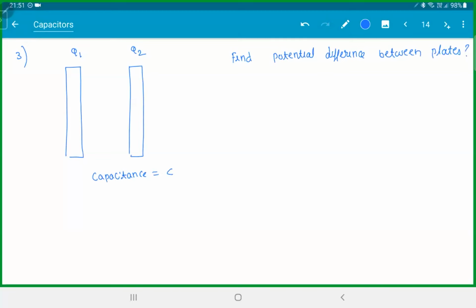What if you have unequal charges, Q1, Q2? If I give Q and minus Q, you know the answer. Q is equal to CV. What if I give Q1, Q2? Find the potential difference between the plates. This is a good one. A simpler version of this was asked in JEE. I'll show you that next. But this is a more general case.